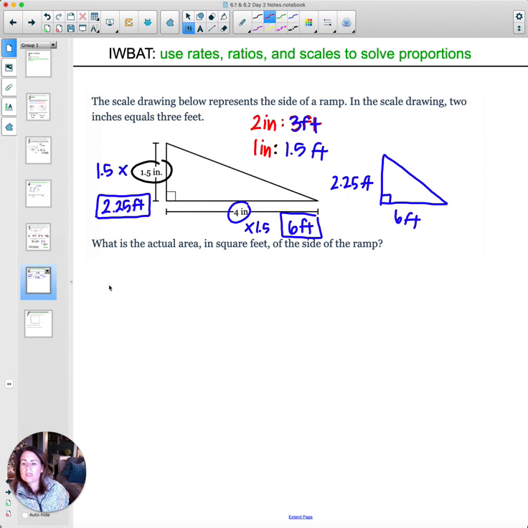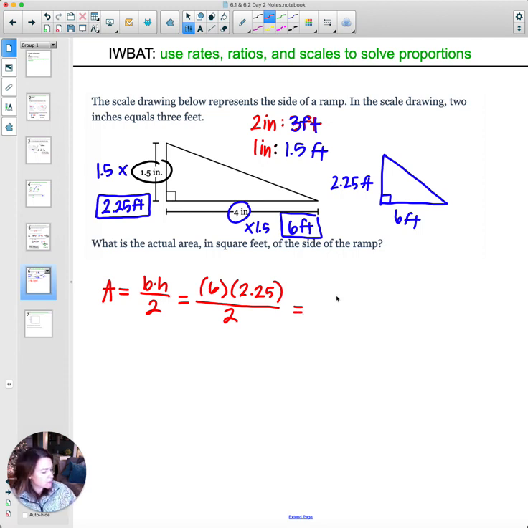So now you can use the area formula for a triangle, which is base times height divided by 2 to figure out the area. So your base measurement is 6, your height measurement is 2.25, and then you divide by 2. So 6 times 2.25 is 13.5. Divided by 2 is 6.75. And then feet squared, or square feet.